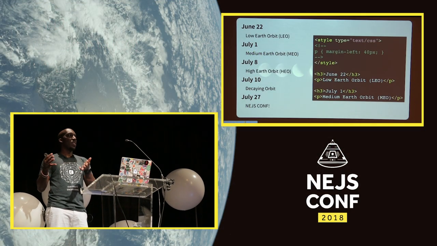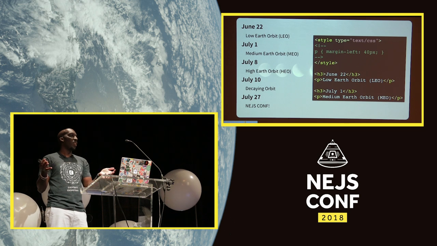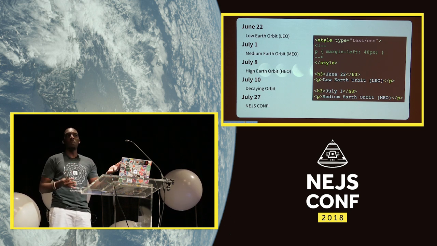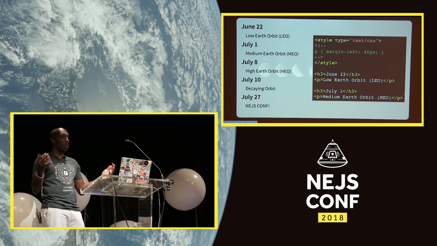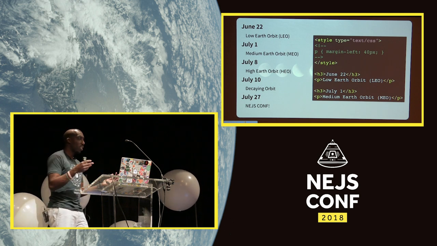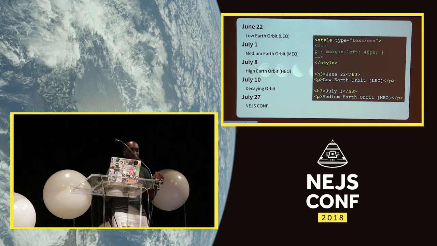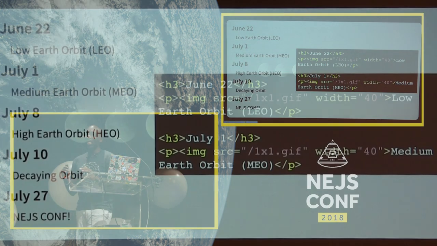But what happens if CSS doesn't exist yet? Or there's a time where it did exist, but you couldn't rely on every browser to support CSS. What do you do then? What's the solve that you're gonna have? And I hear people whispering it. I hear you whispering it. Yeah, not tables, no.